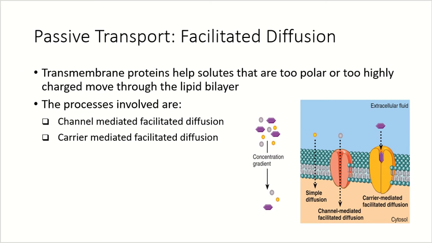Next, we have our facilitated diffusion. This is when a transmembrane protein is going to help solutes that are either too polar or too highly charged to move through that lipid bilayer. The processes involved are going to be either channel-mediated facilitated diffusion or carrier-mediated facilitated diffusion. And we'll talk about both of these coming up here.